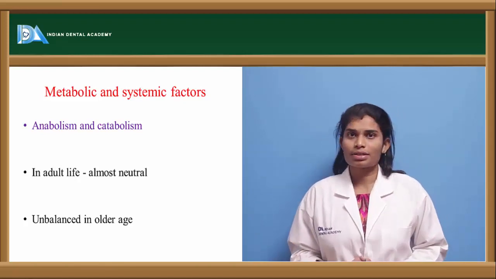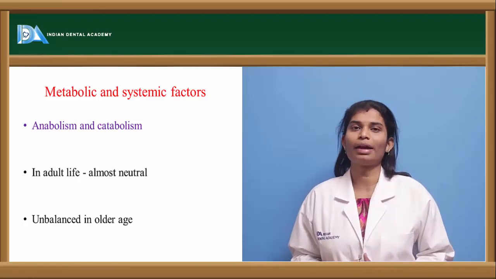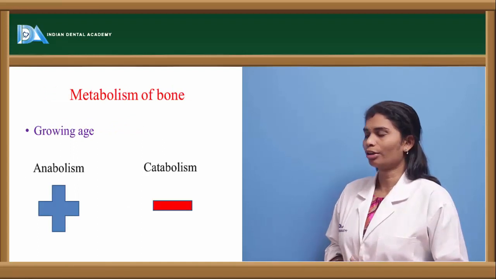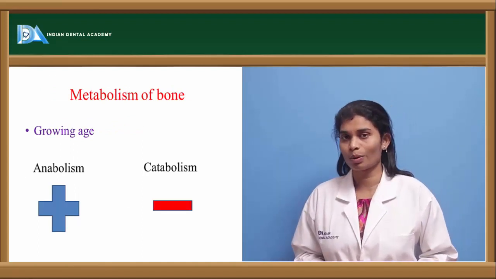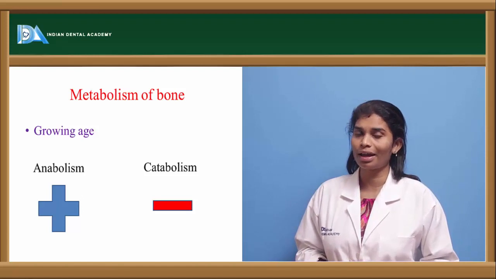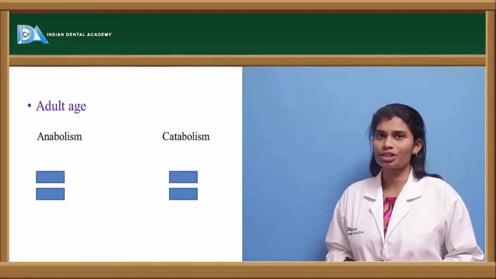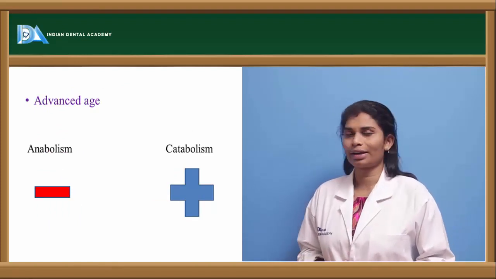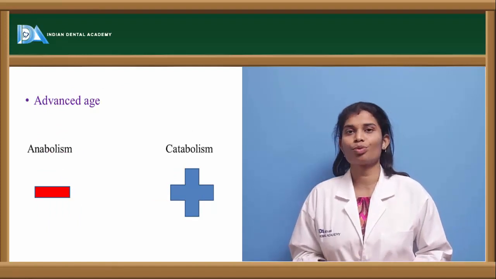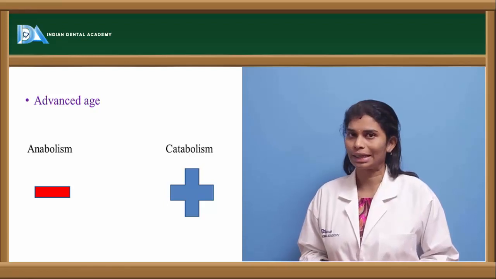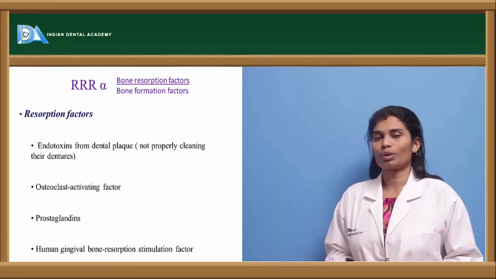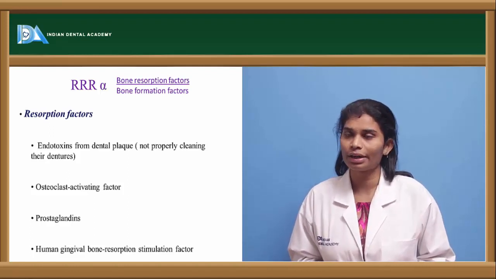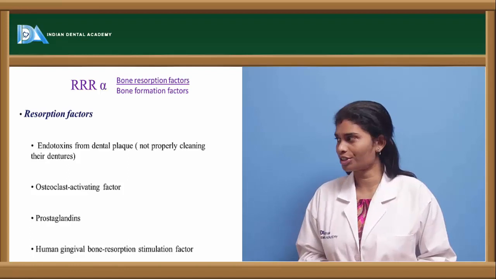But as the person ages, there will be an imbalance due to sedentary life. So in growing age, anabolism dominates, where there is more energy build-up than energy breakdown. In adult age, there is balance. In advanced age, catabolic reactions dominate, where there is more energy breakdown due to sedentary life. So residual ridge resorption is directly proportional to bone resorption factors and inversely proportional to bone formation factors.